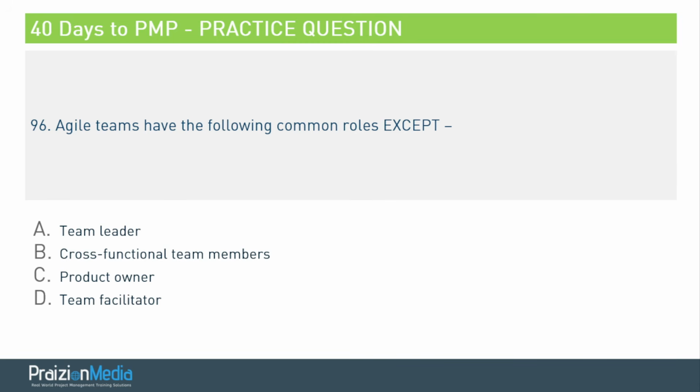Agile teams have the following common roles except. Three, two, and one. All right, so based on what you know about the world of Agile, which one would you not choose? Try to remove yourself from hybrid thinking and just stay in vanilla flavored Agile. The best answer, my friends, is A.